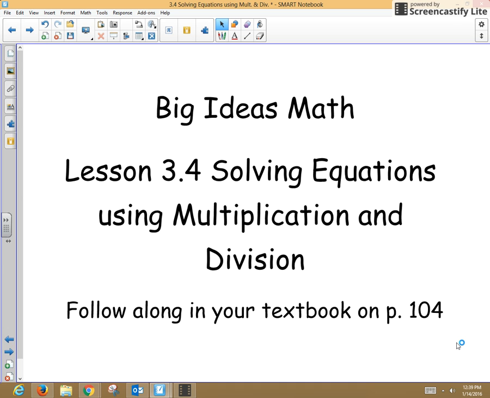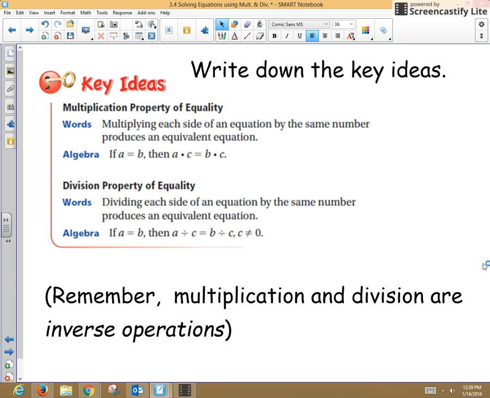Hello students, today we are covering lesson 3.4 on solving equations using multiplication and division. Follow along with me in your Big Ideas textbook on page 104. I would like you to take a moment to write down the key ideas.